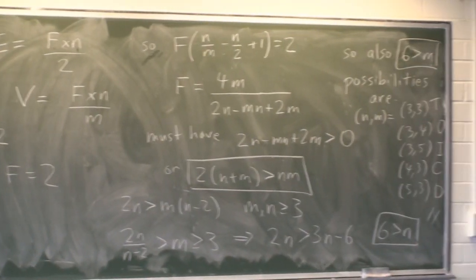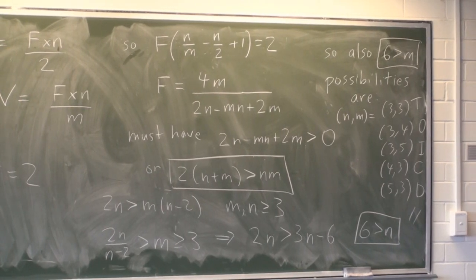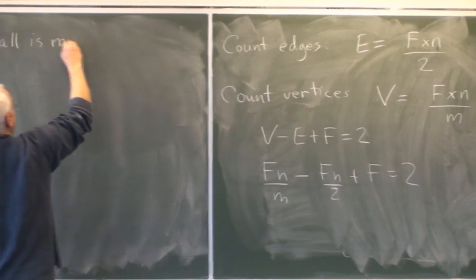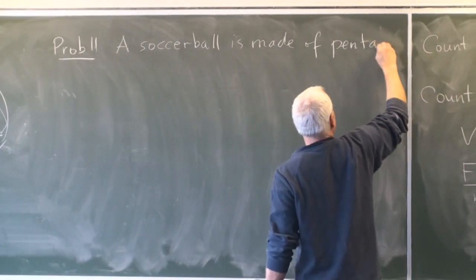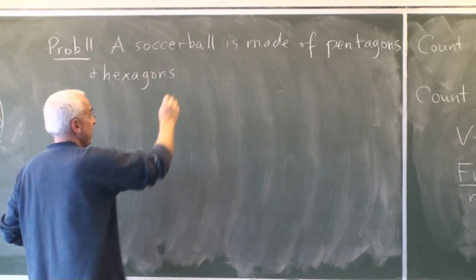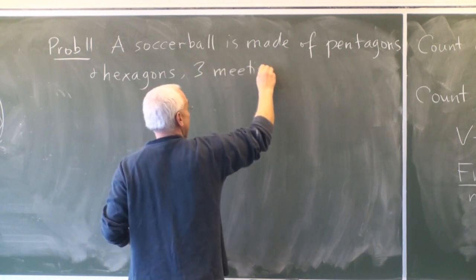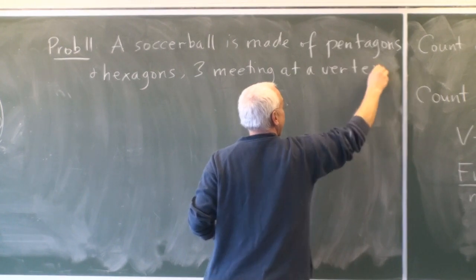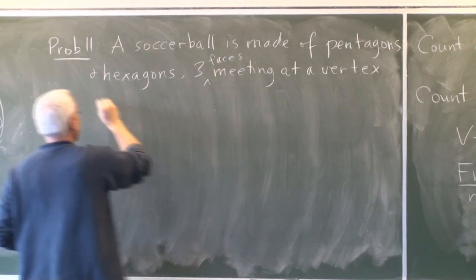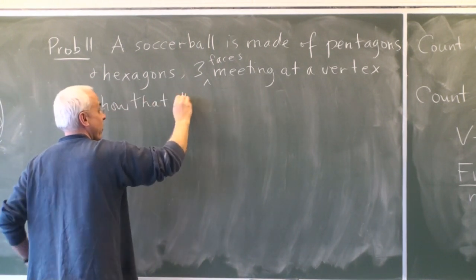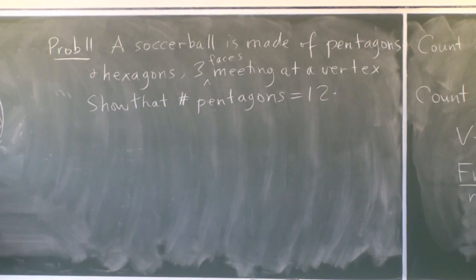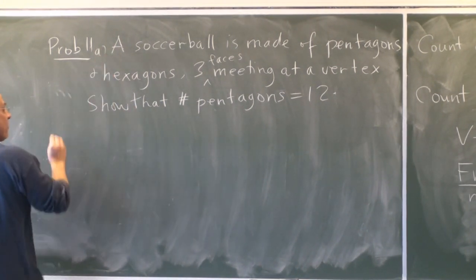All right, let me give you a problem to think about. Problem 11. A soccer ball is made of pentagons and hexagons, with three of the faces meeting at a vertex. Show that the number of pentagons must be 12. And I'll call that A and I'll call this B.